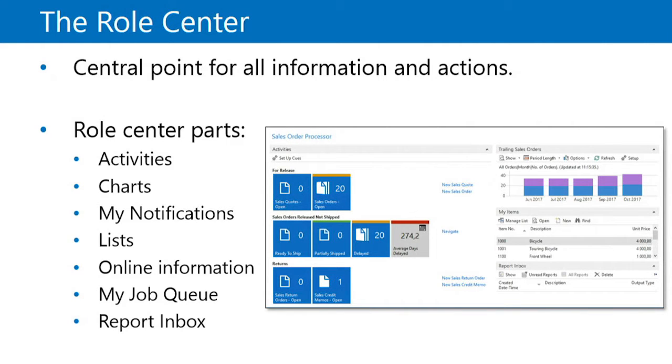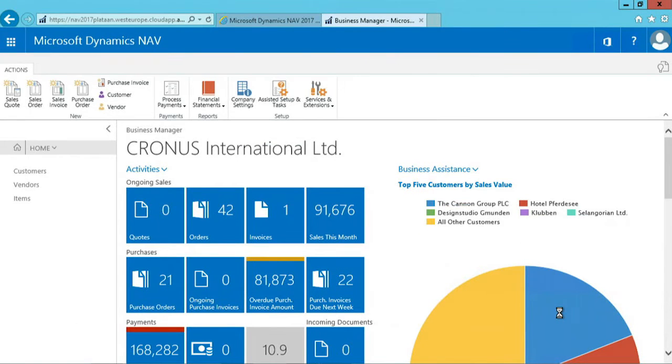And also here you will see some minor differences between the role center in the web client and in the Windows client. So that's why let's look at an example in both clients. And let's start with the web client. So here, which are the different components that we can see in the web client?